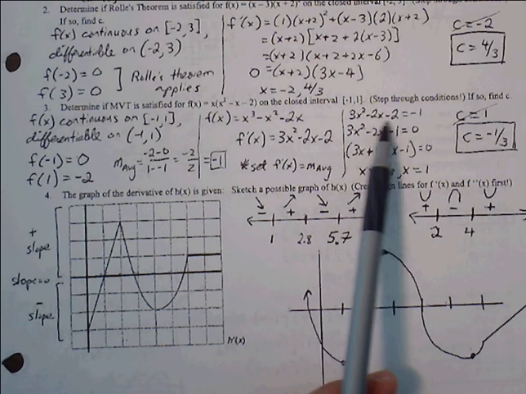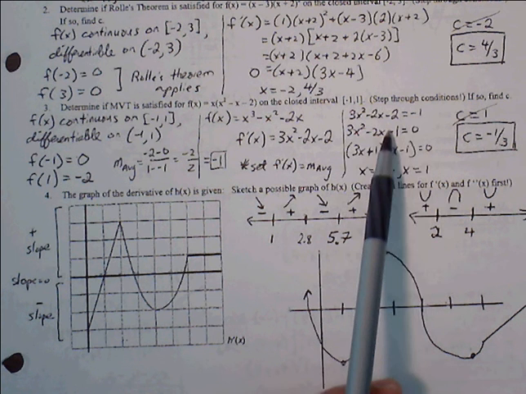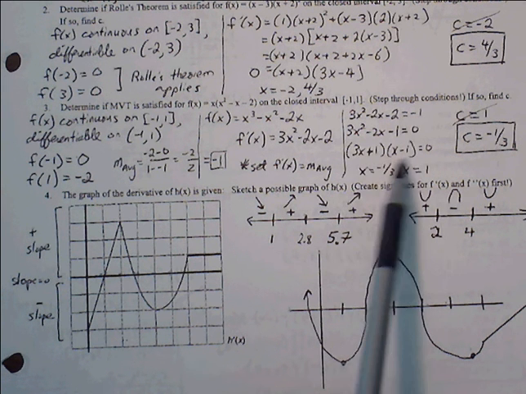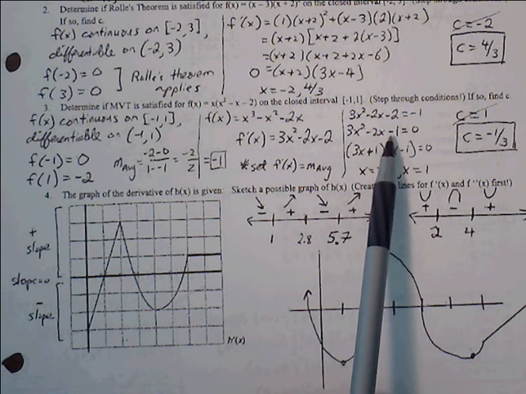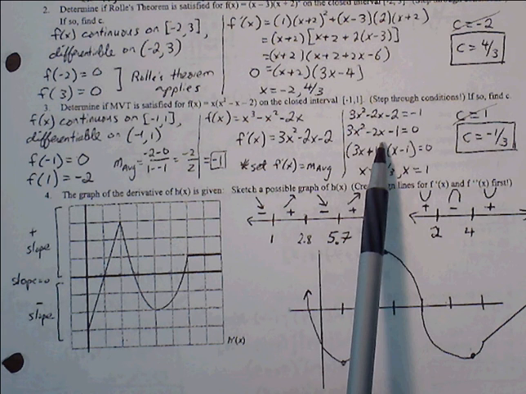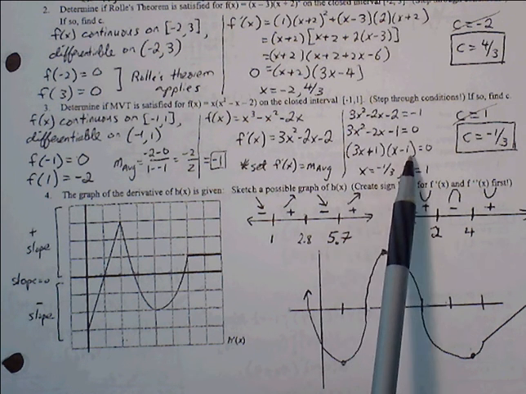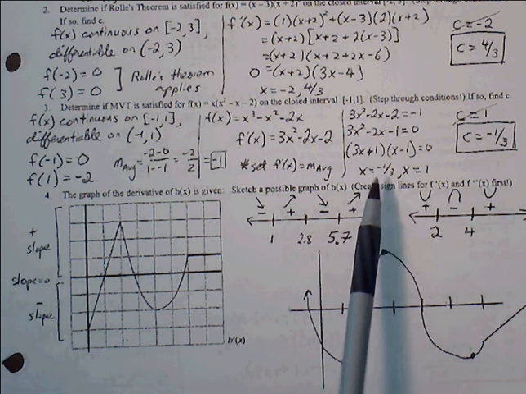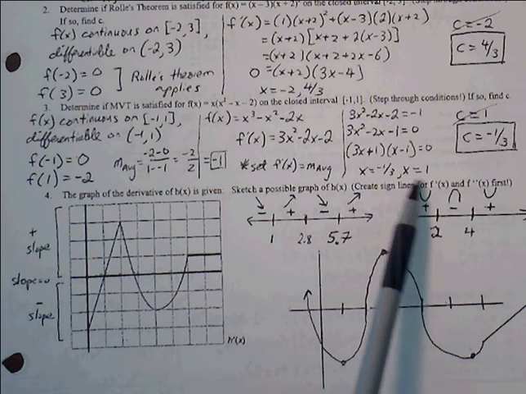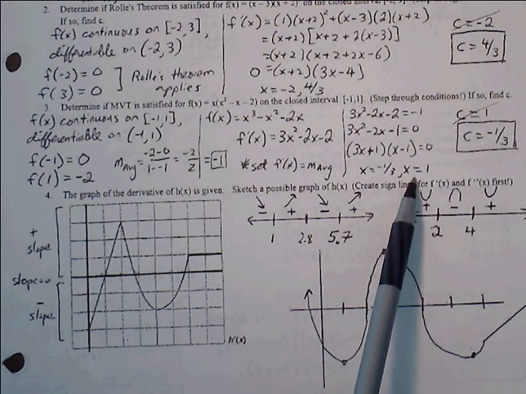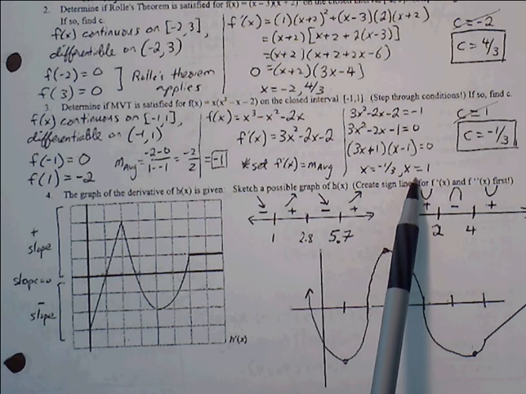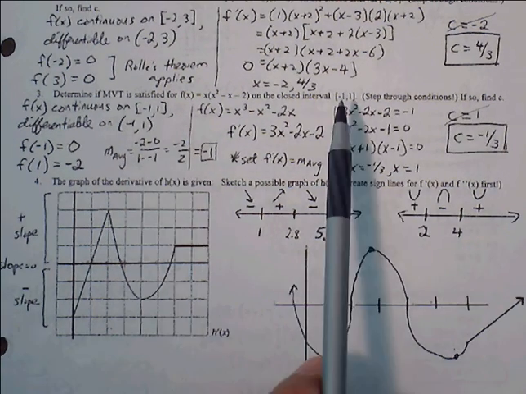Now if I have something that looks like this, I need to bring everything over to one side, set equal to 0, and then factor. So 3x squared minus 2x minus 1 is equal to 0. Continue factoring, I get (3x plus 1) times (x minus 1). Solve for x, I get -1/3 and 1. Again, our c value, we're guaranteed at least 1, but any c value needs to sit on the open interval between -1 and 1.